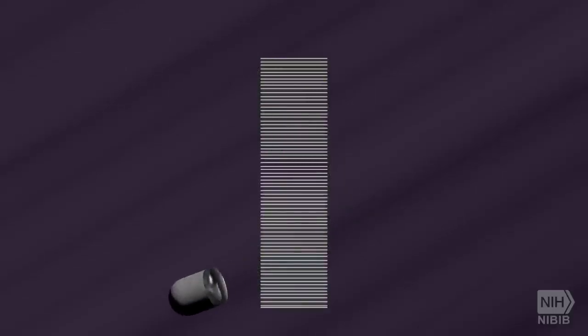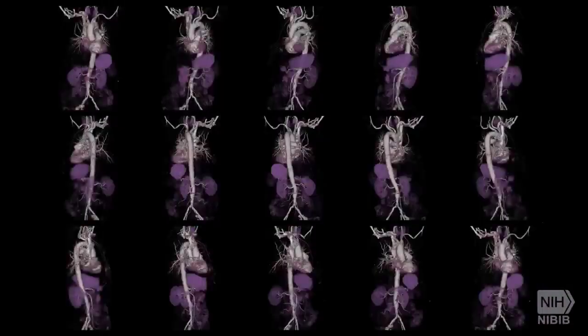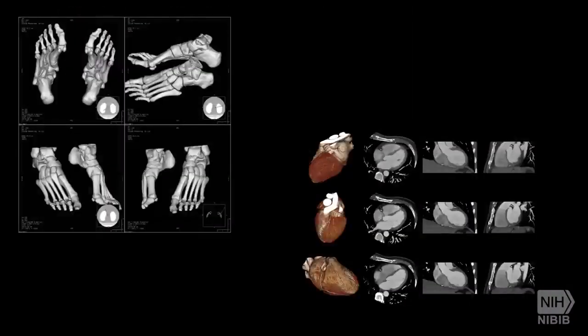A CT scan is an X-ray procedure that creates cross-sectional images with the help of computer processing. CT images are more detailed than conventional X-ray images and can reveal bones as well as soft tissue and organs.